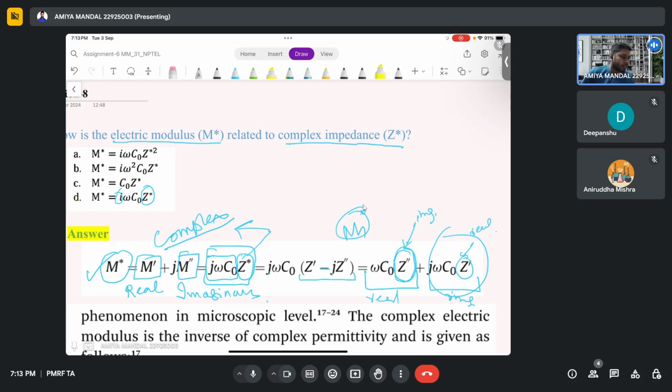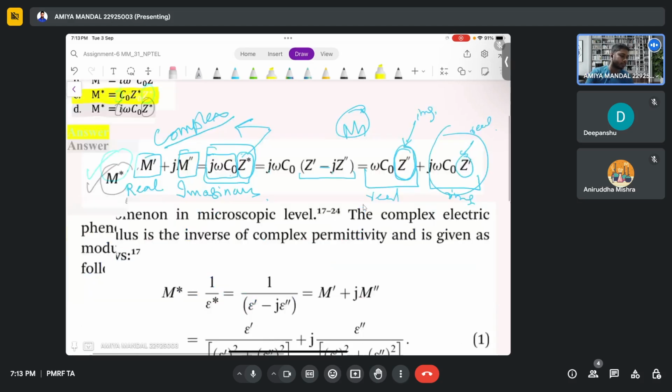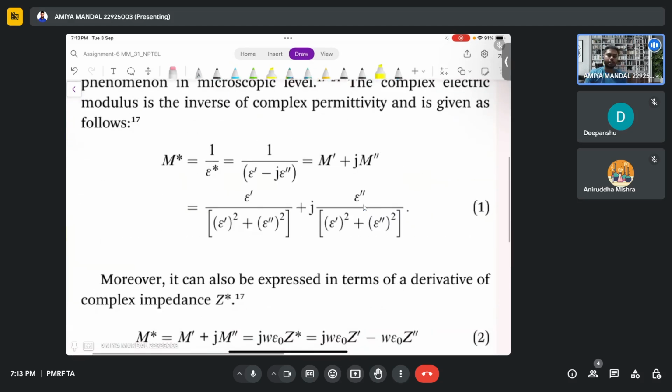So what will be the answer? The answer will be j omega C naught into Z star. Just see another calculation of how it has been generated. M star is inversely proportional to the dielectric permittivity. Permittivity is also complex, a complex permittivity, so from this complex permittivity we are getting this value as a complex value.